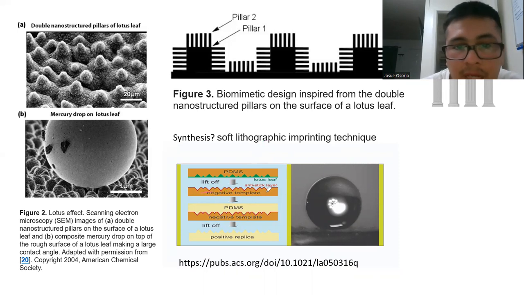They peel it off, and then they get what is called the negative template, which is this one right here on top. And then they put again the same substance, or you can use a different substance, on top of your negative template, which you already have. And the end result is going to be the replica, something that looks like the lotus leaf. So that's pretty clever. That's the way nature does it, and that's the way we do it.